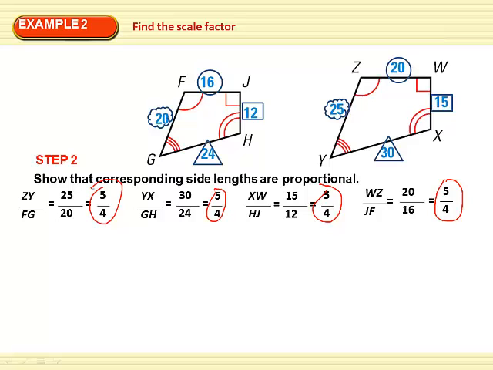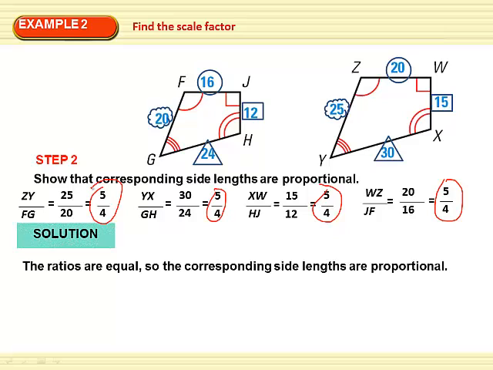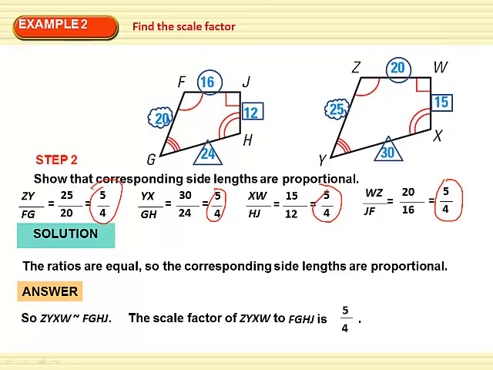So if they all reduce to the exact same thing, that means that these two are similar. Since the ratios are equal, the corresponding side lengths are proportional, so we can say that ZYXW is similar to FGHJ. The scale factor, not to be confused with scale, because remember scale has a denominator of 1, is how you go from one to the other, and that would be 5 to 4, because we just found that in this previous part here.